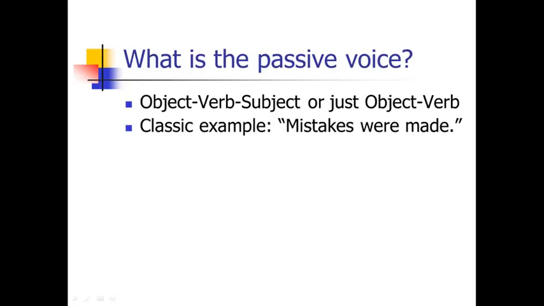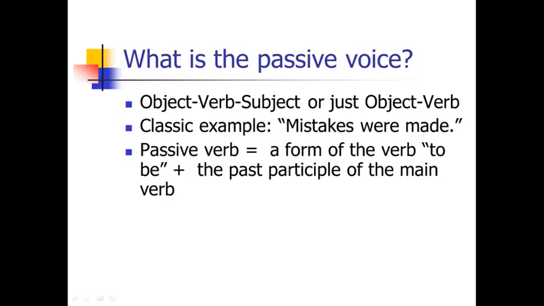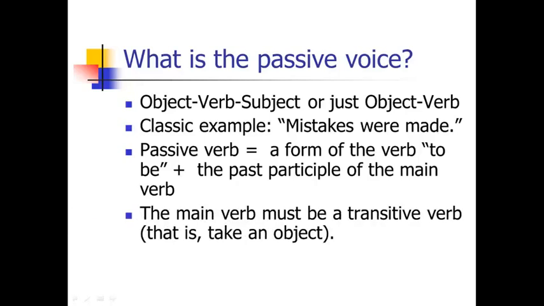You can recognize the passive voice by looking for the passive verb. And that verb will have 2 parts to it. It will have a form of the verb to be, that's is, are, was, were, be, been, or am. And then it will have a main verb that will be in the past tense. And that main verb has to take an object. It's what we call a transitive verb. It has to take an object or you won't be able to invert it into the passive voice.